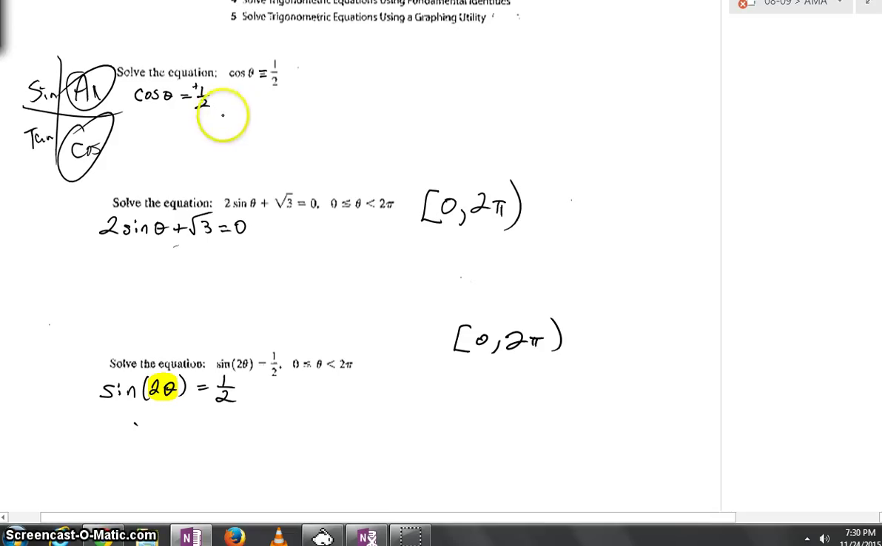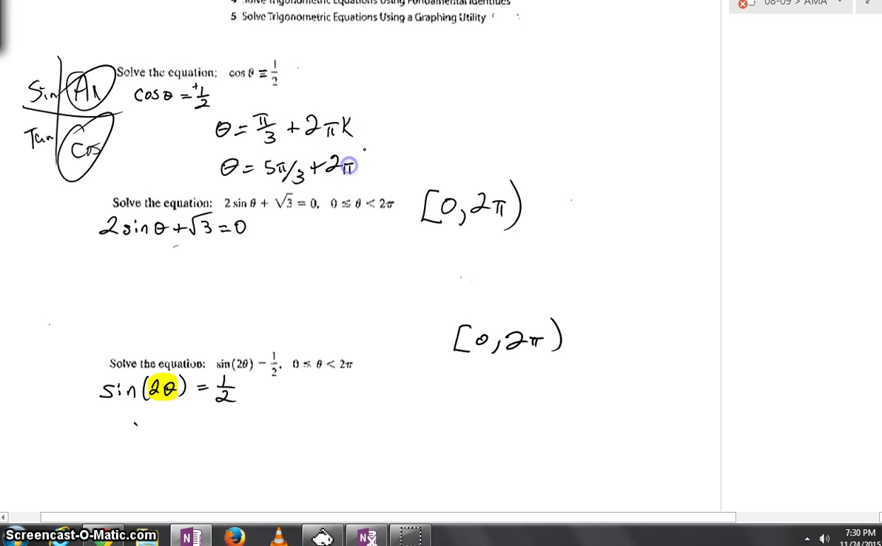So in the first quadrant, we can say that we're at pi over 3. In the fourth quadrant, we're going to say 5 pi over 3. Technically, you could also say negative pi over 3. I'm going to say plus 2 pi k.